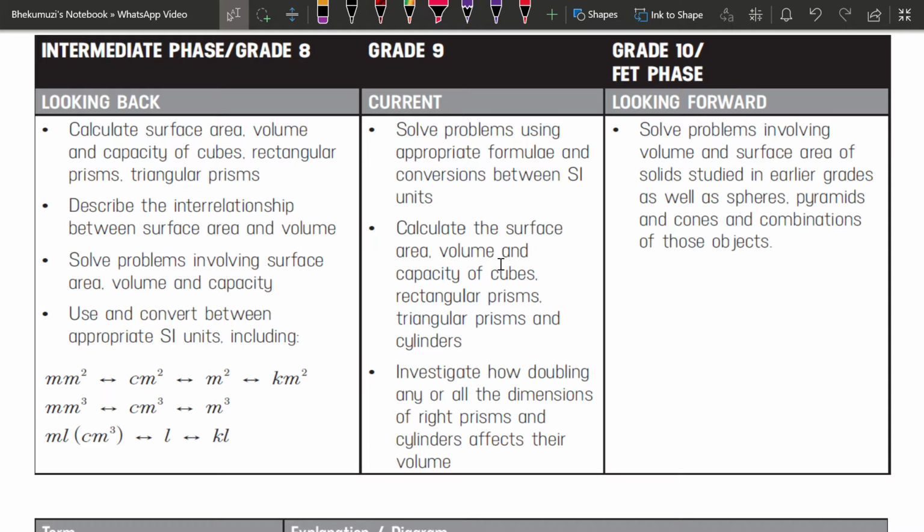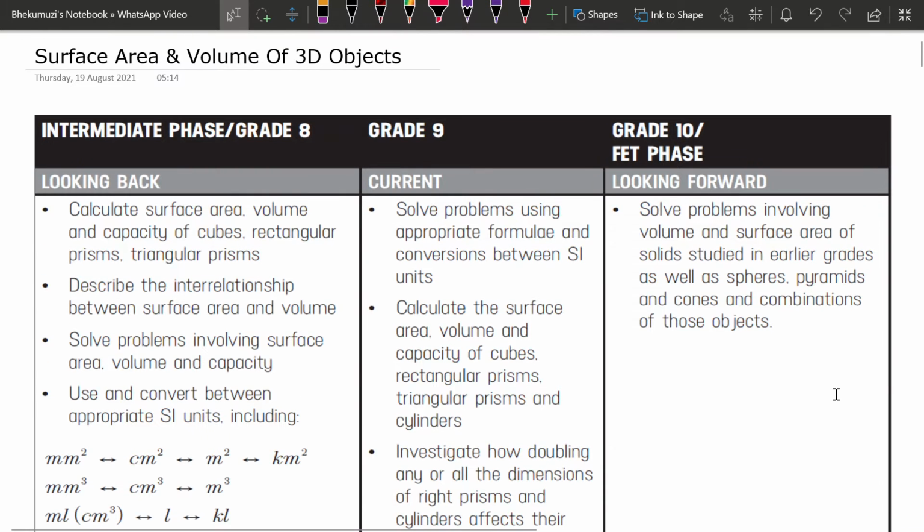So this year, what you must be focused on, or what you need to be able to learn this year, is that you need to be solving problems using appropriate formula and conversions between SI units, right? So your last year's work in terms of converting between SI units becomes important as well now. And then also being able to calculate the surface area, volume, and capacity of cubes, rectangular prisms and triangular prisms, and cylinders. And then lastly, to investigate how doubling any or all the dimensions of right prisms and cylinders affect their volume. So that's actually something that's quite interesting that you should be able to do.